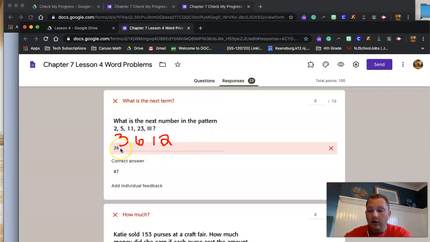So 3 times 2 is 6. 6 times 2 is 12. 12 times 2 is 24. So if I add 24 to 23, I get my answer of 47. All right. Hopefully that clears that one up.